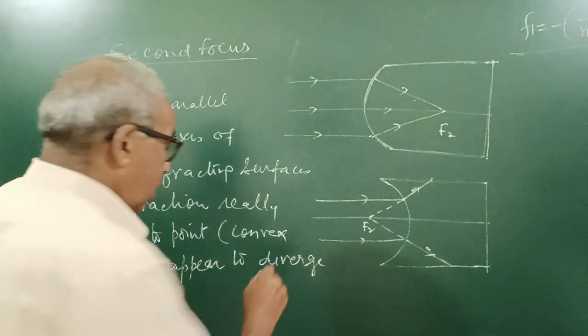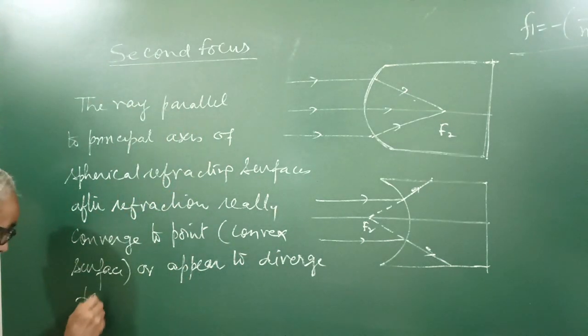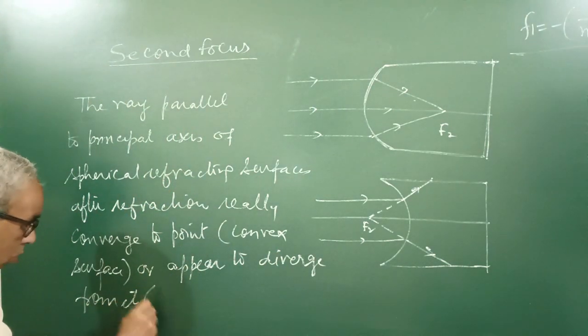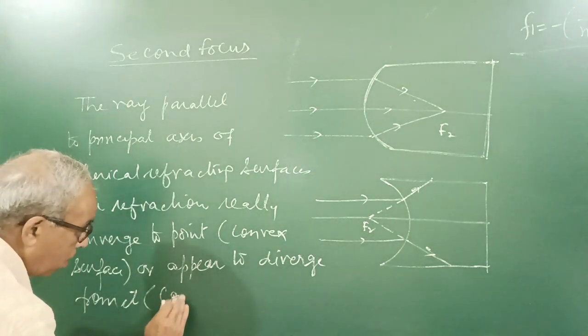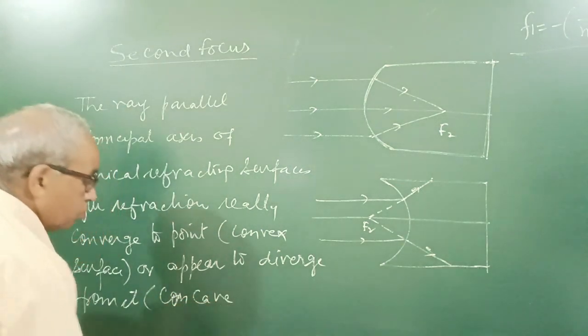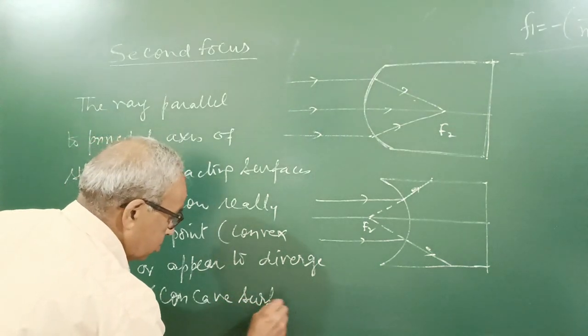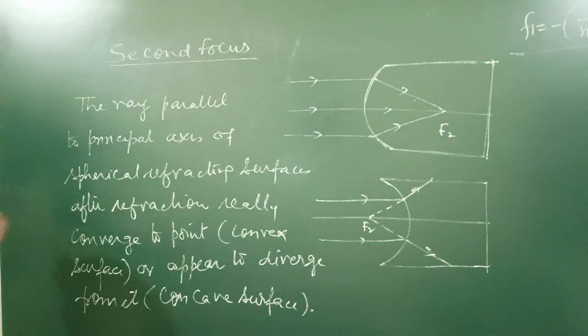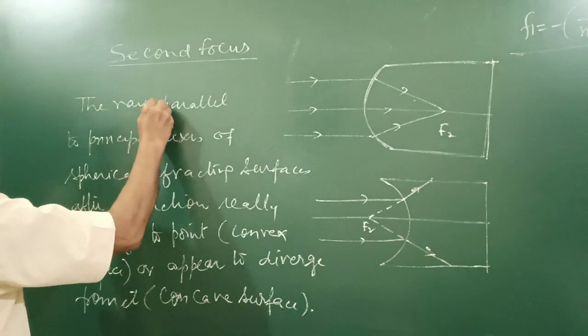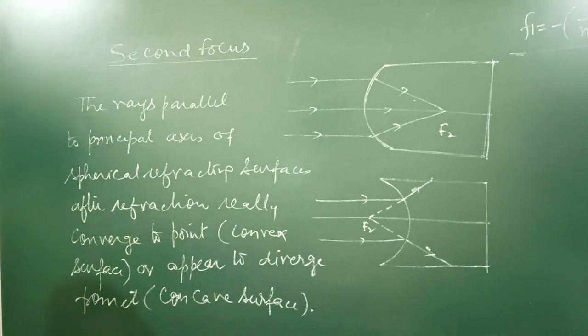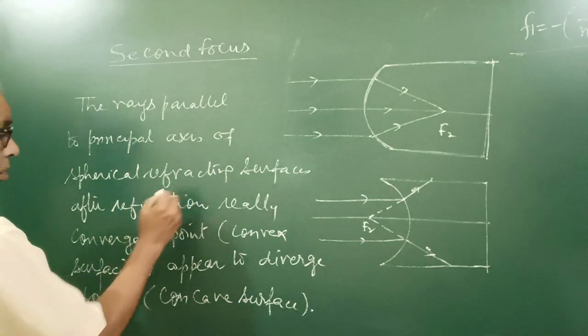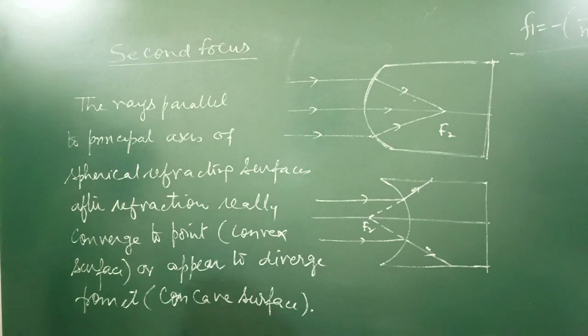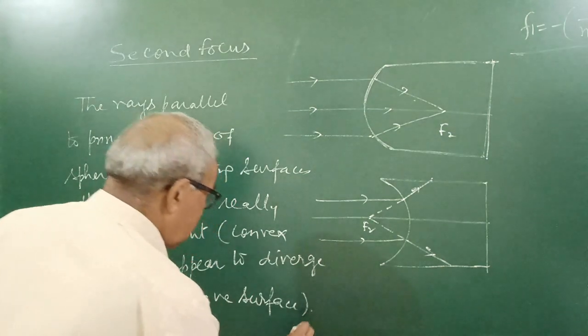Diverge means to spread out. Appear to diverge from it, for a concave surface. What did I say? The rays parallel to the principal axis of spherical refracting surfaces, after refraction, really converge to a point or appear to diverge from it on the principal axis.